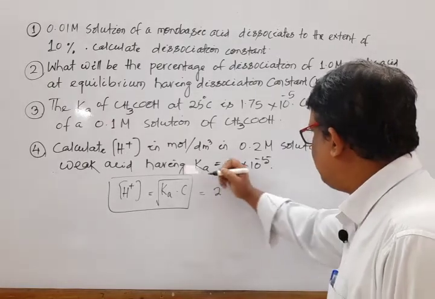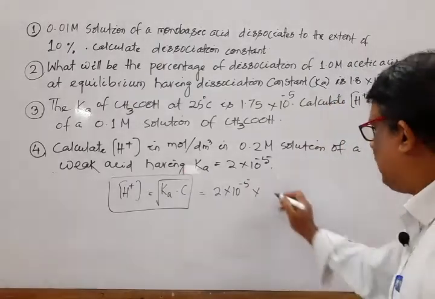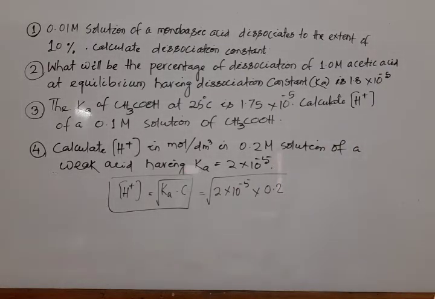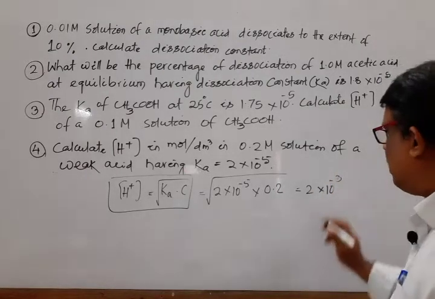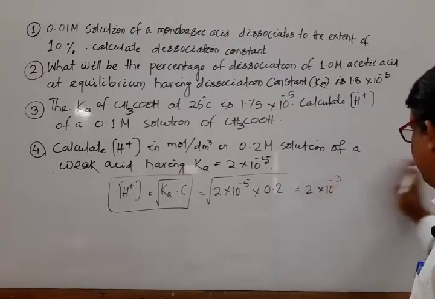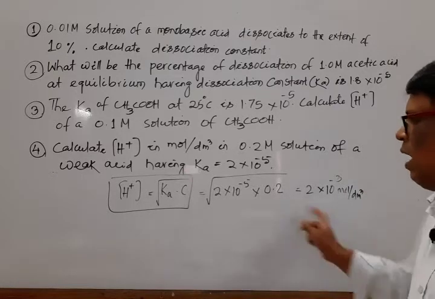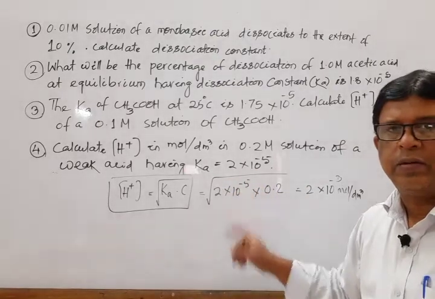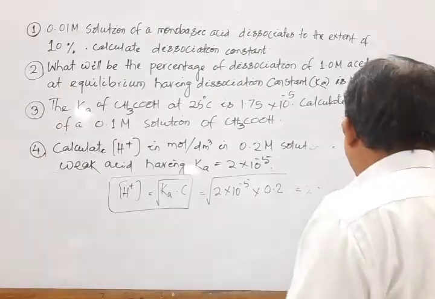Ka given is 2 into 10 to the power minus 5, into C, the concentration, 0.2, all under the root. If we simplify this value, it is 2 into 10 to the power minus 3. Then the H plus ion concentration is 2 into 10 to the power minus 3 moles per dm cube. This is the H plus ion concentration of a weak acid whose dissociation constant is given. Okay, move to the next question.